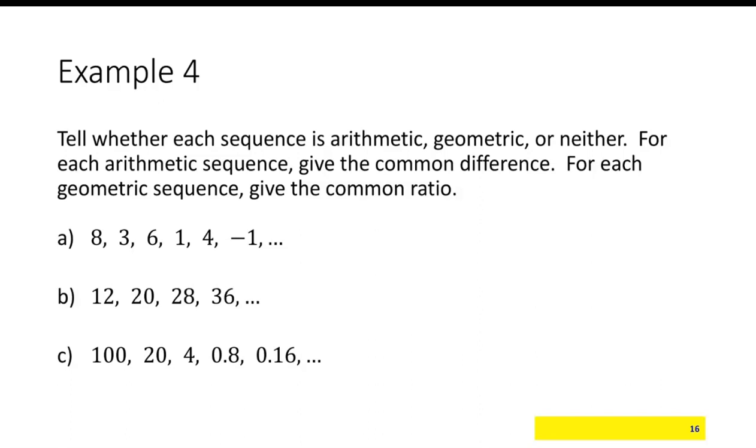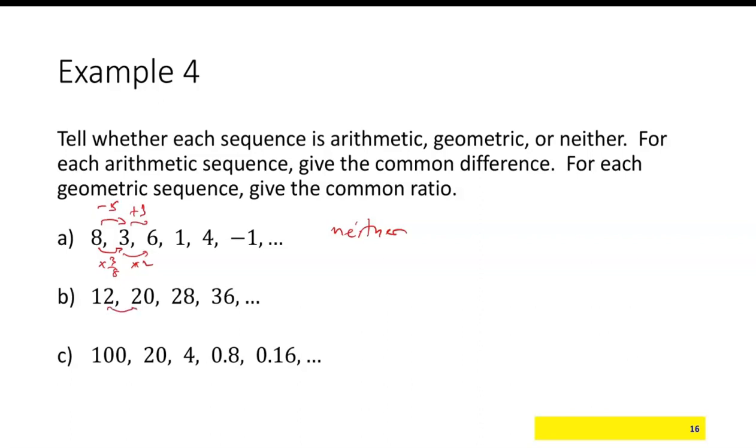Well, for part A, if I try thinking about this as arithmetic, I would subtract 3, and then I would add 3. That's not going to work. And it's also not going to work for geometric, so this would be a neither. If I go from 8 to 3, that would be multiplying by 3/8. And then I would times it by 2. So it's neither. It's not arithmetic. It's not geometric.